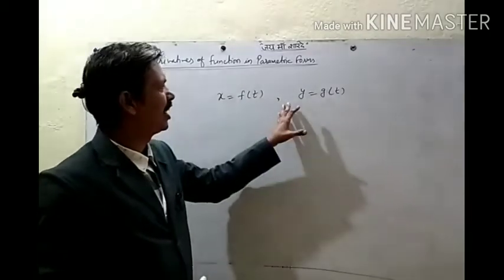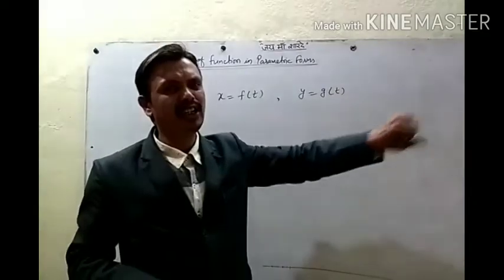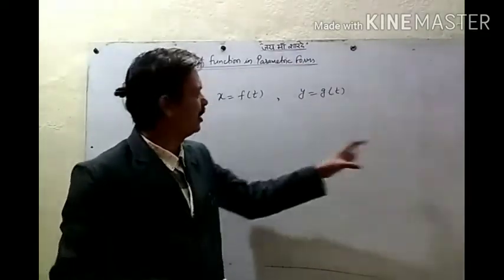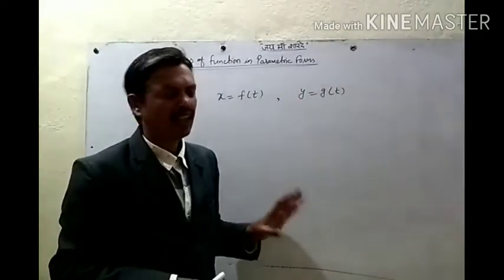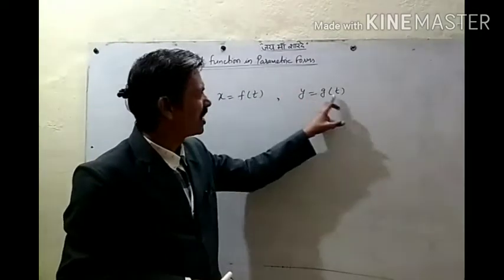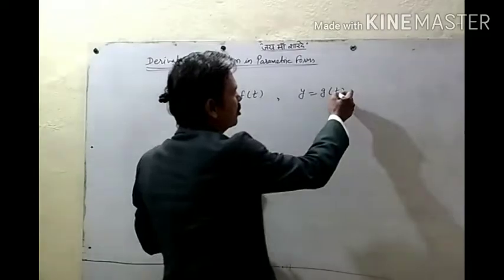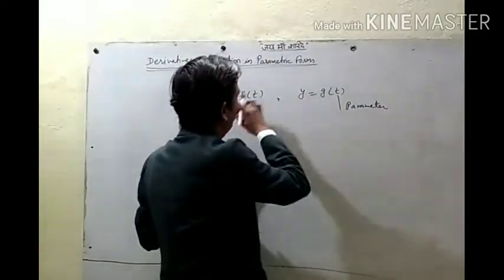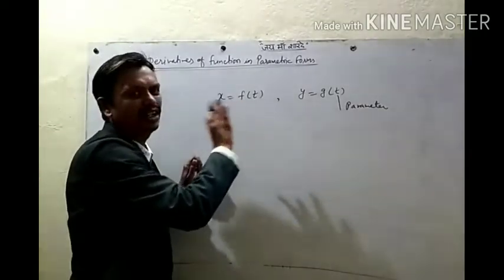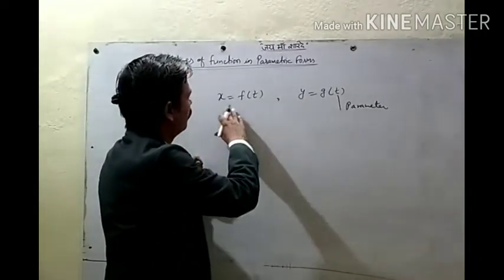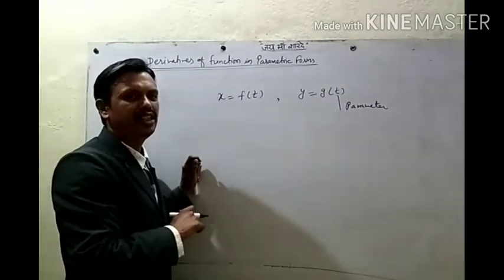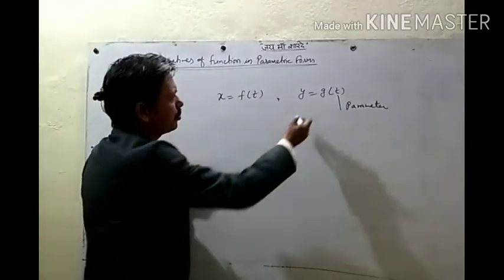If x and y are related with any third variable, that variable can be t, theta, alpha, beta, gamma, any variable can be there. Okay? So that variable is called parameter. And these forms are known as parametric form. So if x equal to f of t and y equal to g of t are given, then how to find dy by dx? Okay? Let's see.